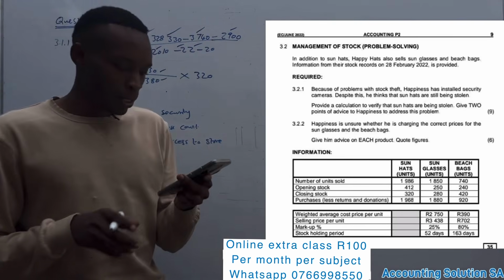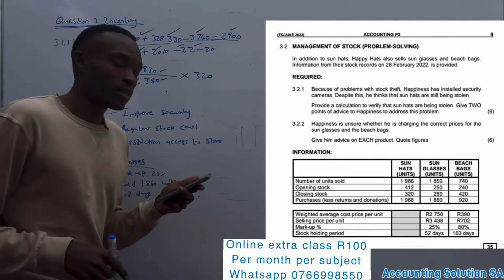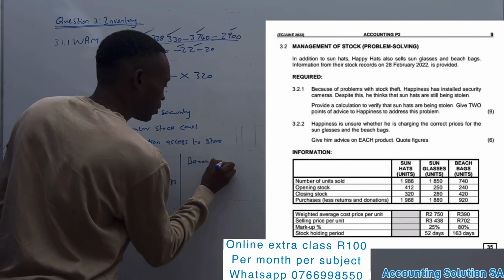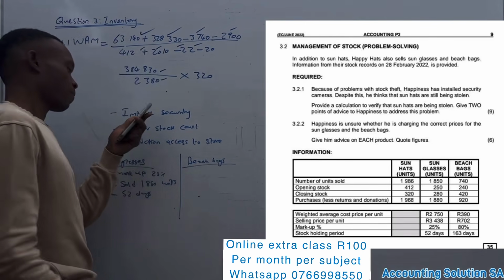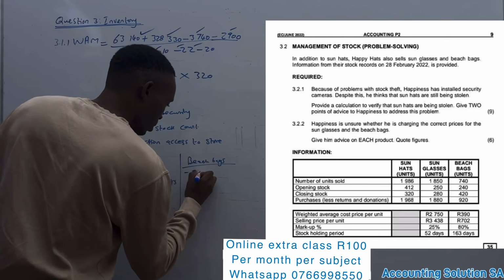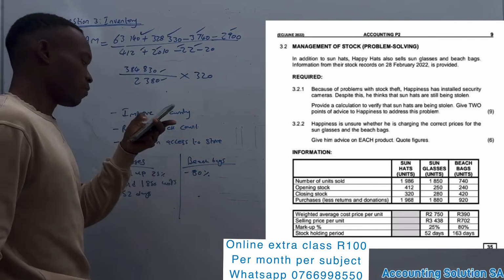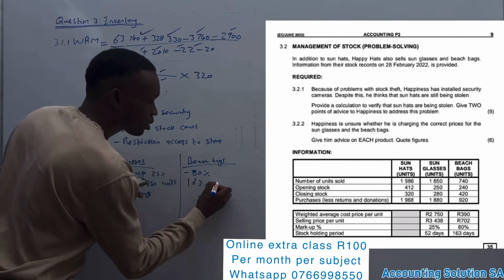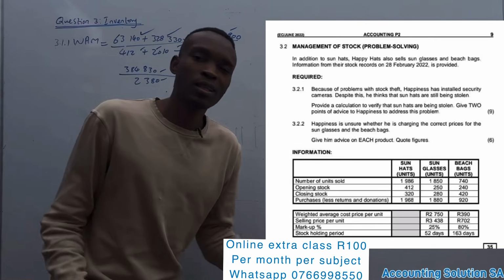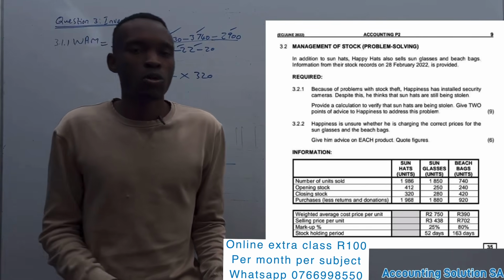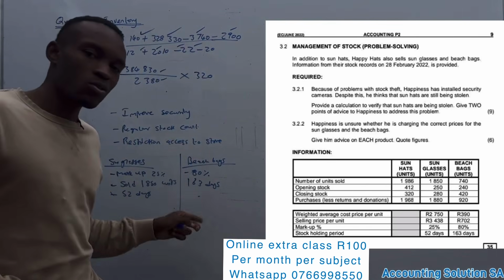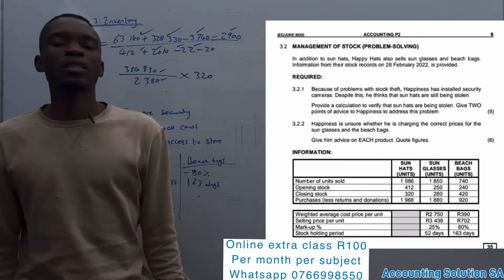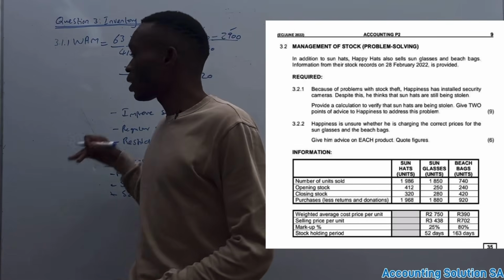To afford it. But if you check beach bags, if you check the markup, guys, 80%. He's charging 80% markup, and the stock holding period is 163 days. He took 163 days to sell these goods, which means these goods are expensive. So now we can advise the owner that he must reduce this markup, because most people are not buying these goods because they are very expensive. So that's how you should treat inventory, guys.